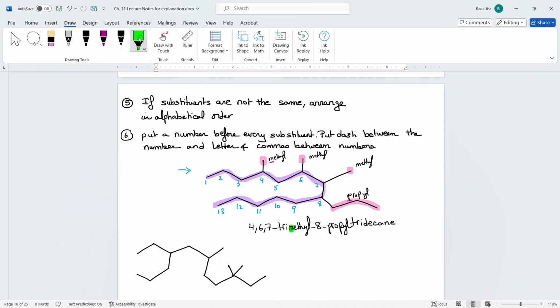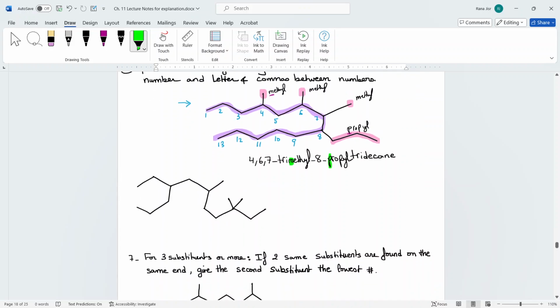So when I'm doing the alphabetization, I need to look at the M in the methyl, skip the tri because it's a prefix, and look at the P in the propyl. M comes before the P, so this is why I need to arrange these substituents like that in the name. Okay? Same thing over here.